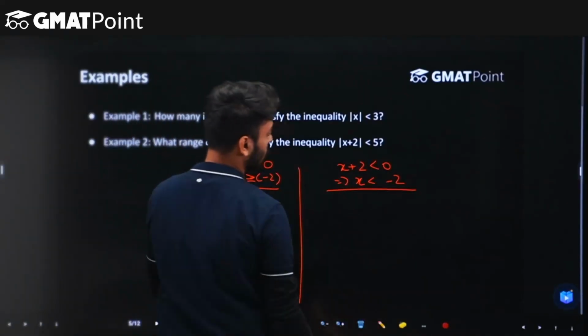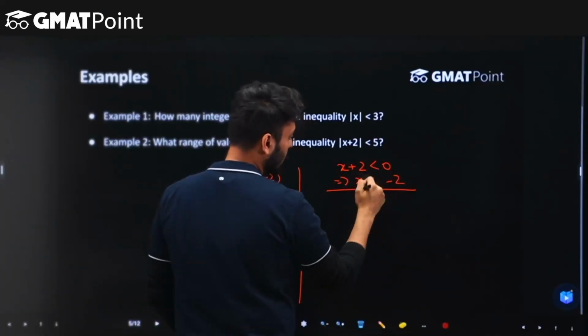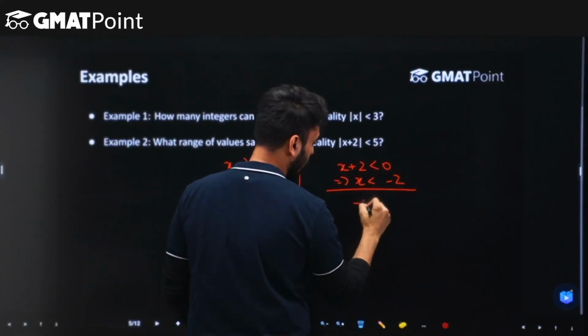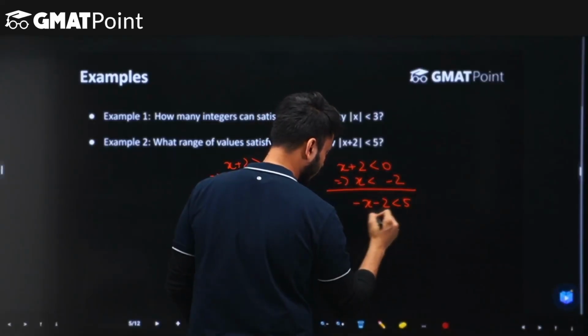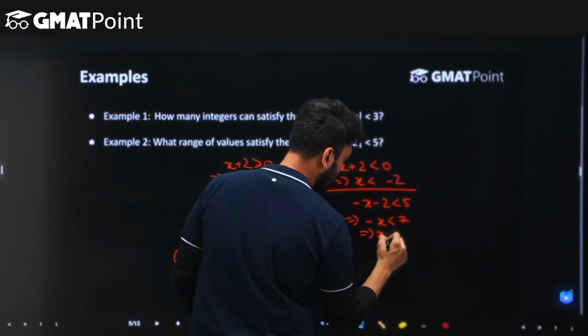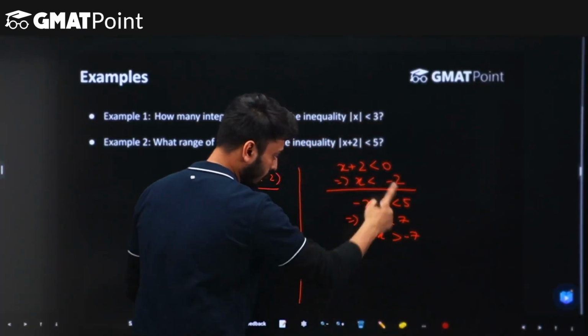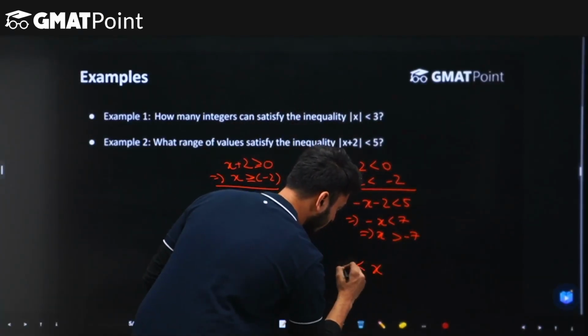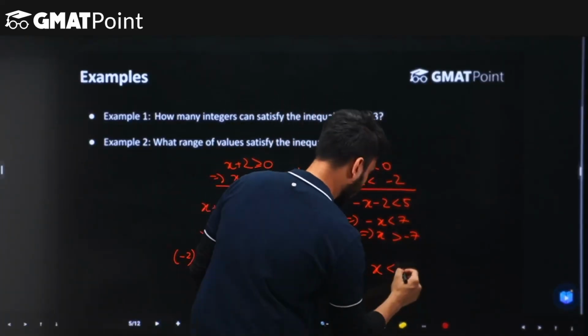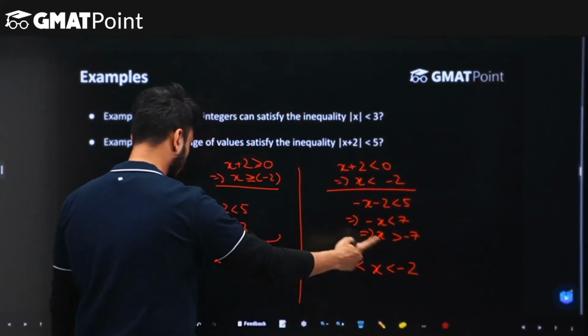In the second range, we get x is less than minus 2 and the stuff inside the mod is negative. So we have minus x minus 2 less than 5. So we have minus x less than 7 or x greater than minus 7. Again, combining the two, we have x greater than minus 7 and less than minus 2. So this is the second range.